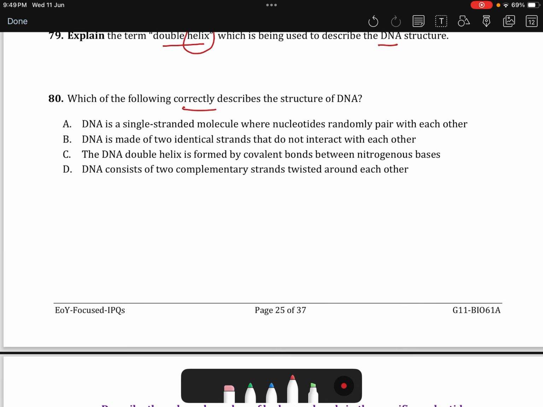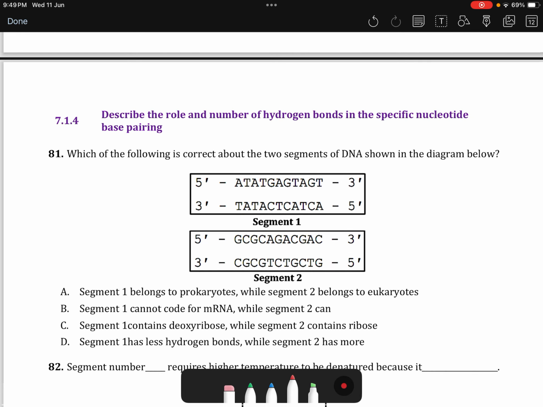Which of the following correctly describes the structure of the DNA? DNA is single-stranded? No. DNA is made up of two identical strands that do not interact with each other? No. DNA double helix is formed by a covalent bond between? No. DNA consists of two complementary strands twisted around each other, and that is the answer here. You can write the same to get the full marks.